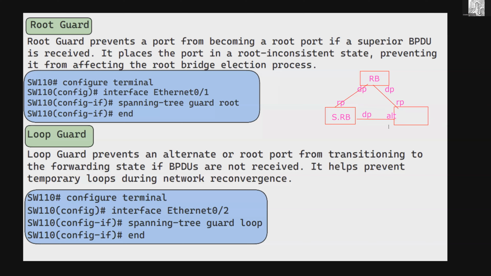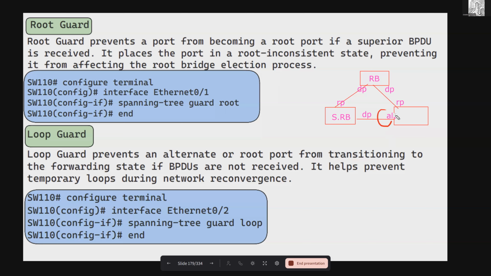Alternate port means it is a type of blocking port, but here you can see the condition. The condition here is that if your alternate port, or mainly alternate port or root port, prevents transitioning to the forwarding state.